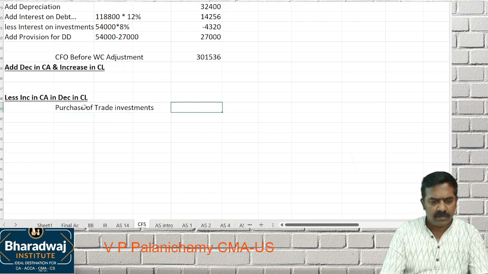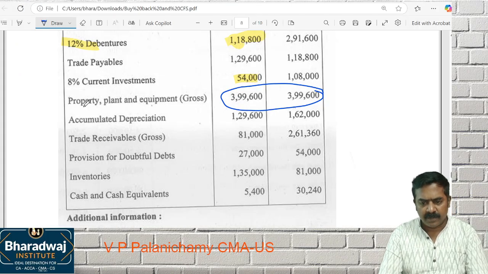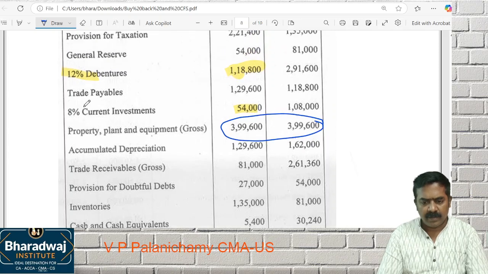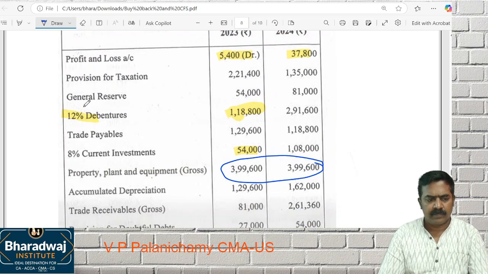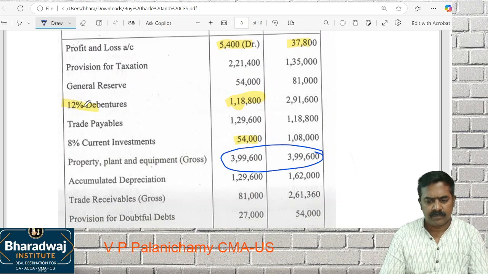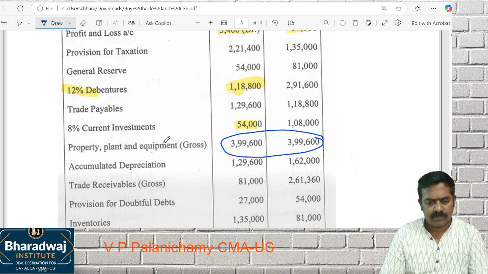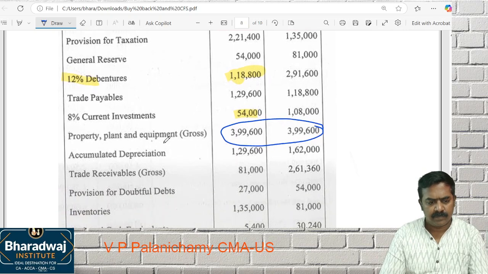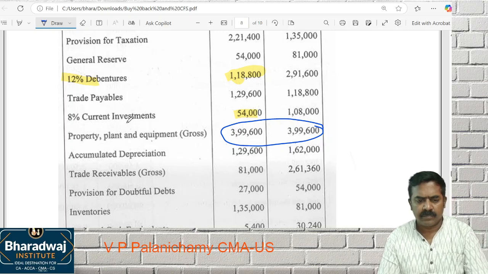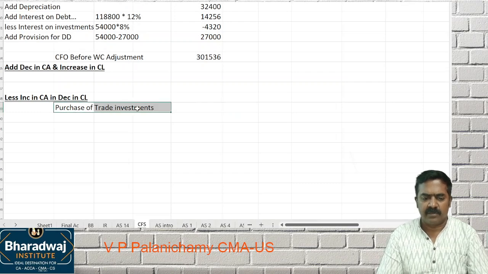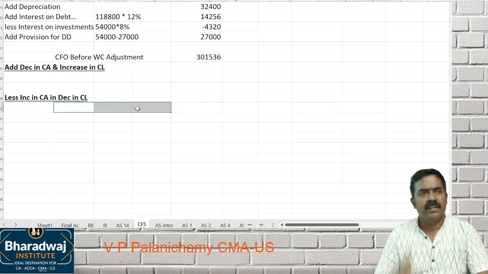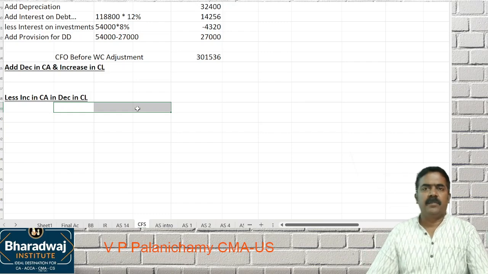50? Do we add or less? Why? Current investments are not a trade investment, it's a temporary investment. It will go to investment activity, not here. Income is taken from investment activity. This will come in investment activity only.